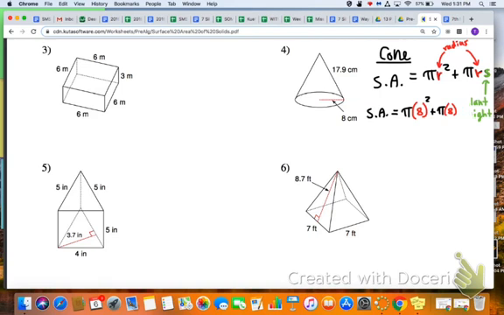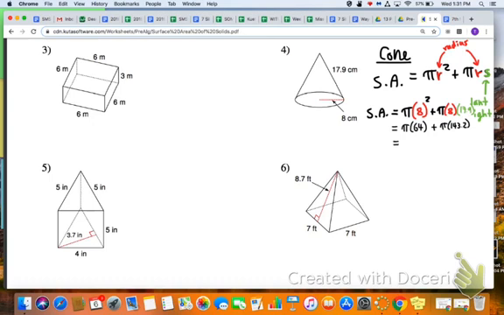17.9. And all we got to do, I would advise using the calculator for this part, okay? So you're going to do pi times 64 plus pi times, let's see what that'll give us. 8 times 17.9. 143.2.